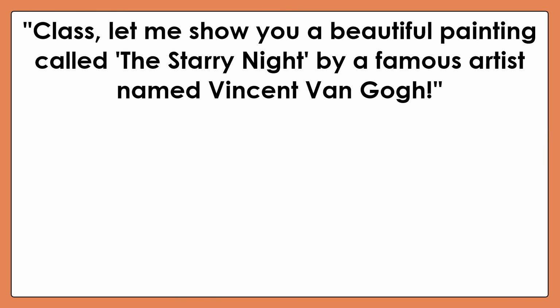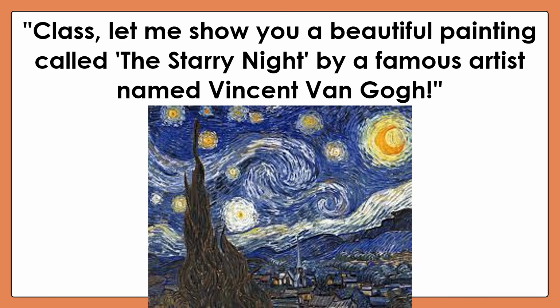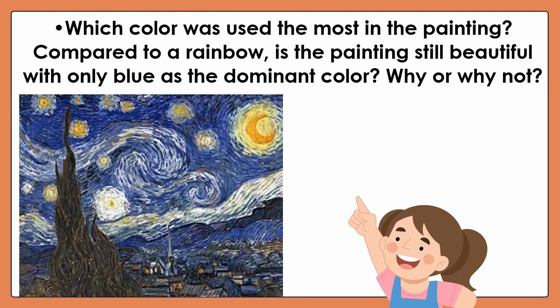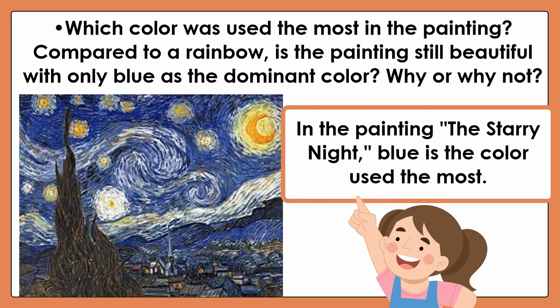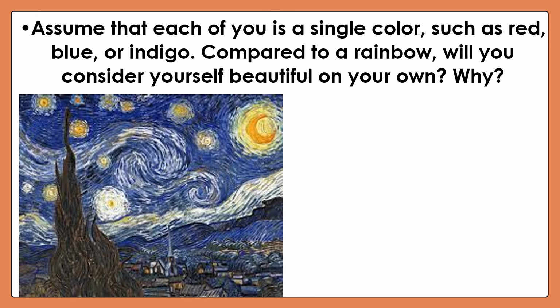Class, let me show you a beautiful painting called The Starry Night by a famous artist named Vincent van Gogh. Which color was used the most in the painting? Compared to a rainbow, is the painting still beautiful with only blue as the dominant color? Why or why not? Assume that each of you is a single color, such as red, blue, or indigo. Compared to a rainbow, will you consider yourself beautiful on your own and why?